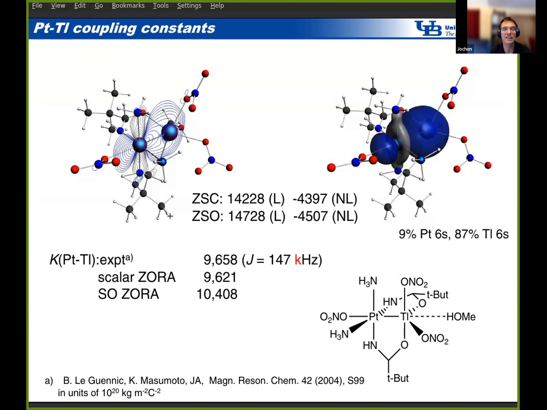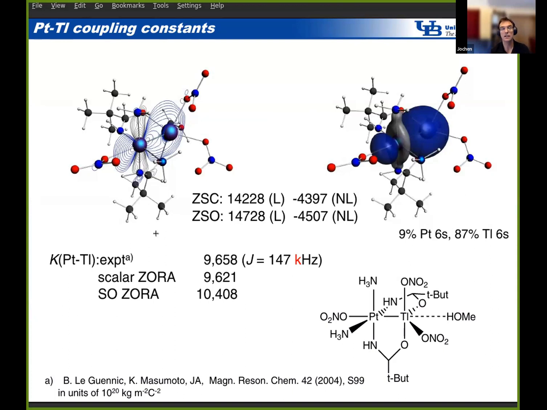known from experiment. If you convert this to the reduced coupling, you get this 9,600 times 10 to the power 20 tesla squared per joules. And it is well reproduced by these DFT calculations. So then you find, if you analyze this coupling in terms of canonical molecular orbitals, you get a lot of contributions from different orbitals that mutually cancel each other. And those orbitals all have a smaller contribution from the two heavy atoms.